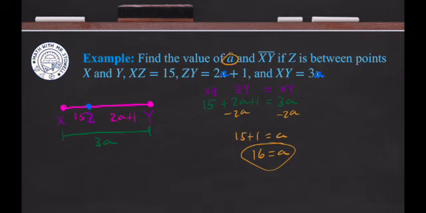Second part, find XY, the length of this line segment. Okay, X to Y is the total length. Total length is 3A, isn't it? Yeah. A is 16, so this is 3 times 16. Let's just do that over here. 3 times 6 gives us 18. 3 times 1 is 3, plus 1 is 4. So this would be 48. So the length of XY equals 48.